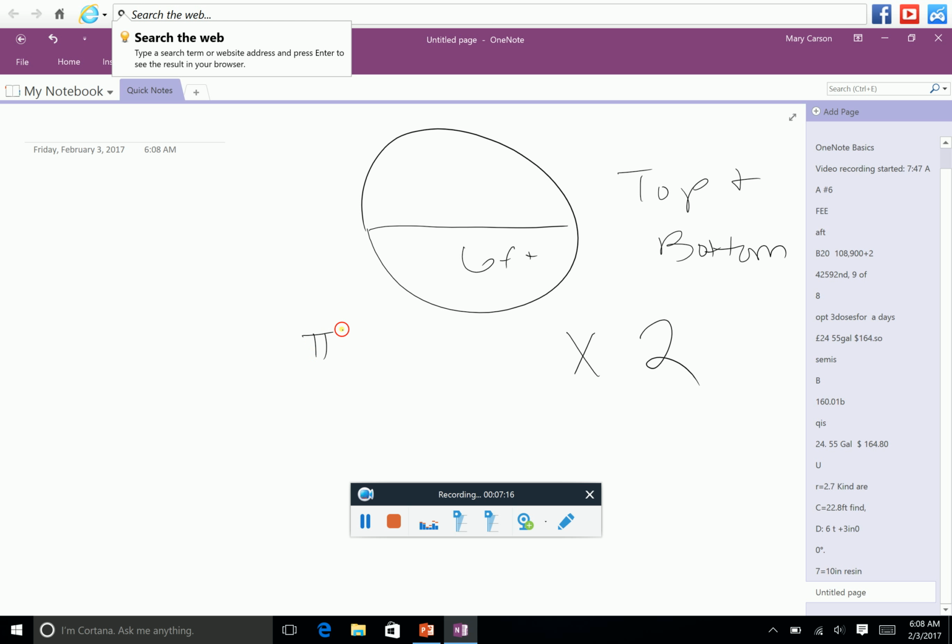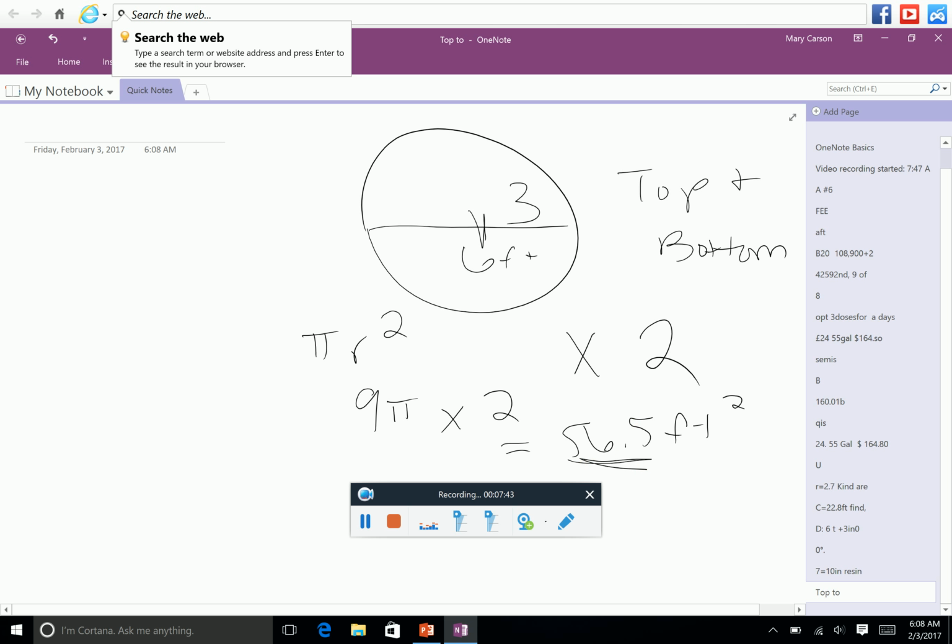So pi r squared times 2, your radius would be 3. So this would be 9. So you end up with 9 pi times 2, and so that gives you 56.5 feet squared. Now they ask you to round it to 3 significant digits, so that's correct, okay?